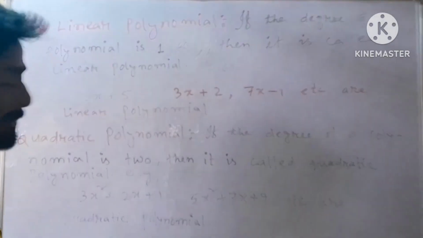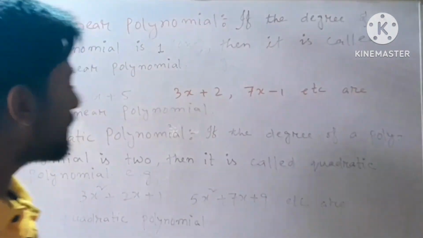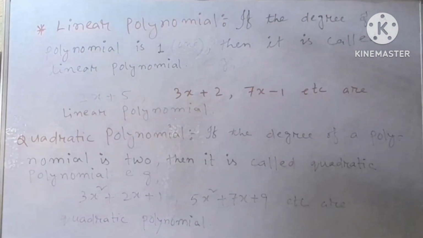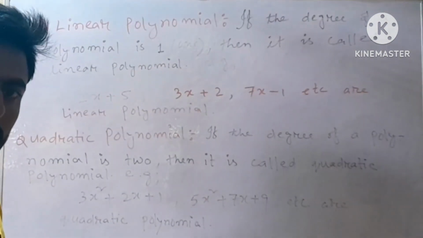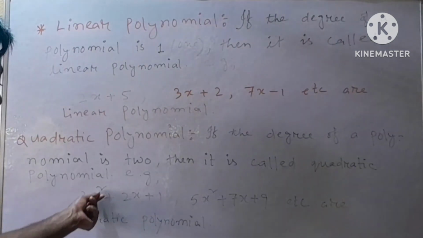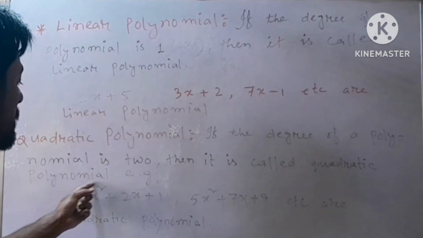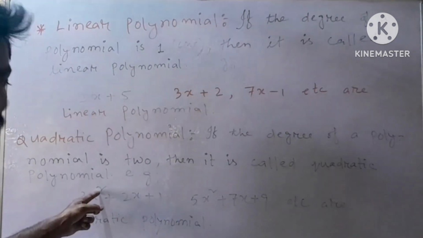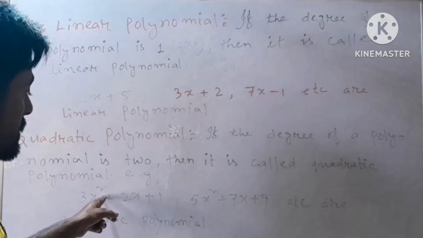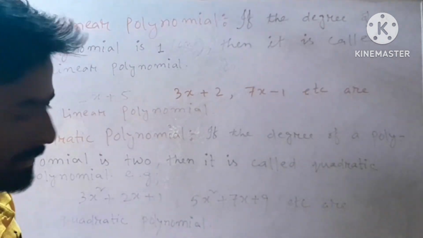Next, quadratic polynomial. You see, what is a quadratic polynomial? If the degree of a polynomial is 2, then it is called a quadratic polynomial. Here some examples are given. You see, 3x square plus 2x plus 1. Here the maximum power of the variable is 2. So the degree of this polynomial is 2, and hence we call this polynomial a quadratic polynomial.